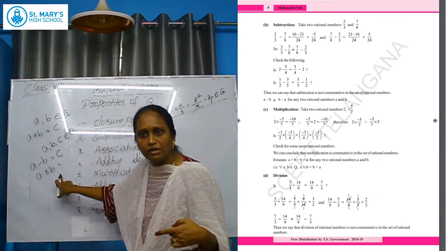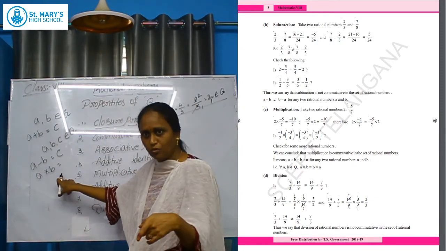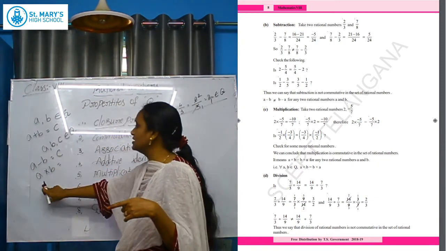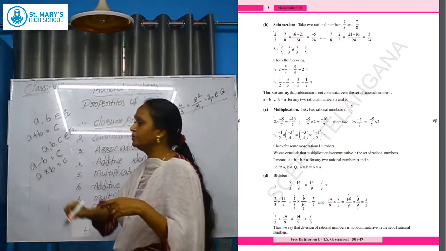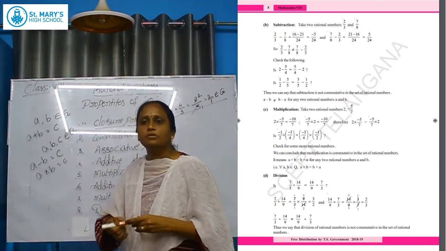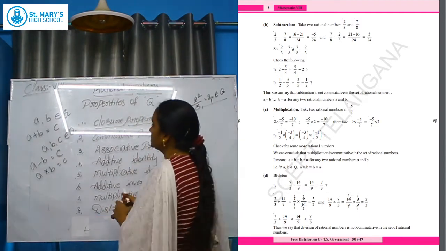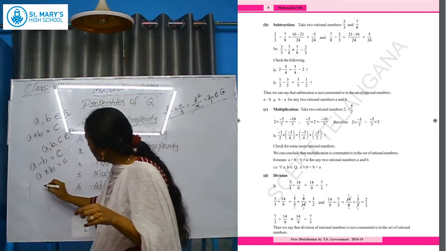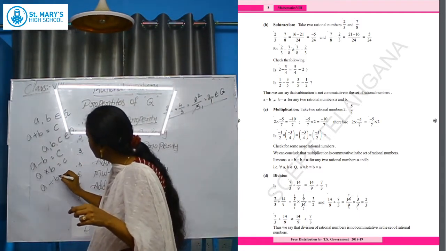What product will we get? That product is also a rational number. So that means A into B is also a rational number, for the closure property. And next one is division. Another fundamental is A by B.